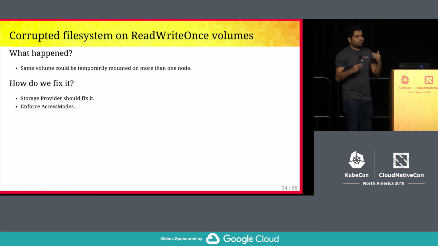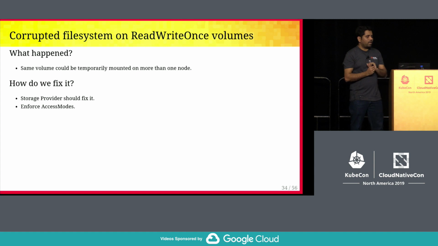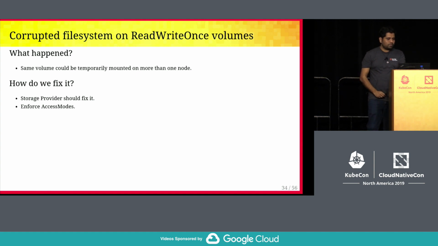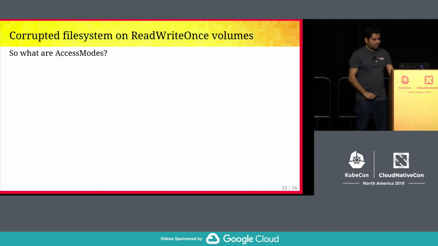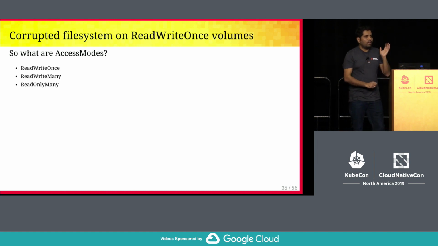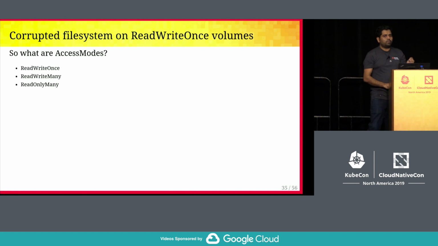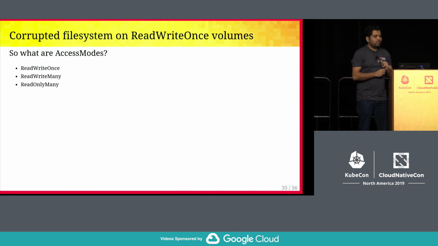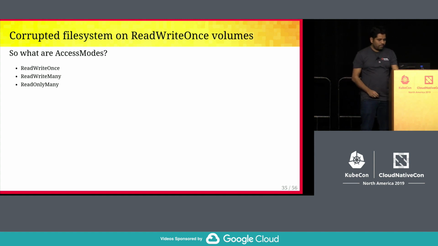Another thing that Kubernetes could do itself is, Kubernetes tries to be as helpful as it can, and it has a concept of access modes. Kubernetes could enforce the access modes associated with persistent volumes. For those of you who are not familiar with access modes, I'll give a brief intro. These are the three prominent access modes. ReadWriteOnce means a volume could be mounted as read-write on only one node. ReadWriteMany could be mounted as read-write on many nodes. ReadOnlyMany means it could be mounted as read-only on many nodes.